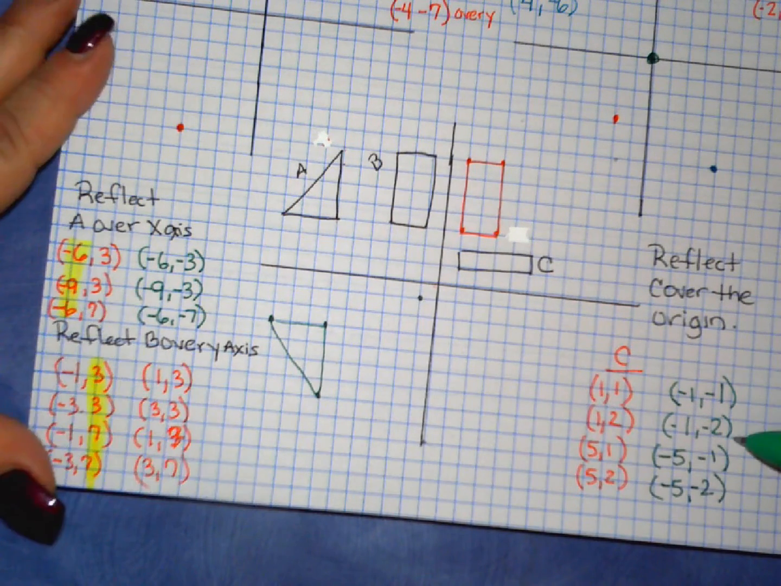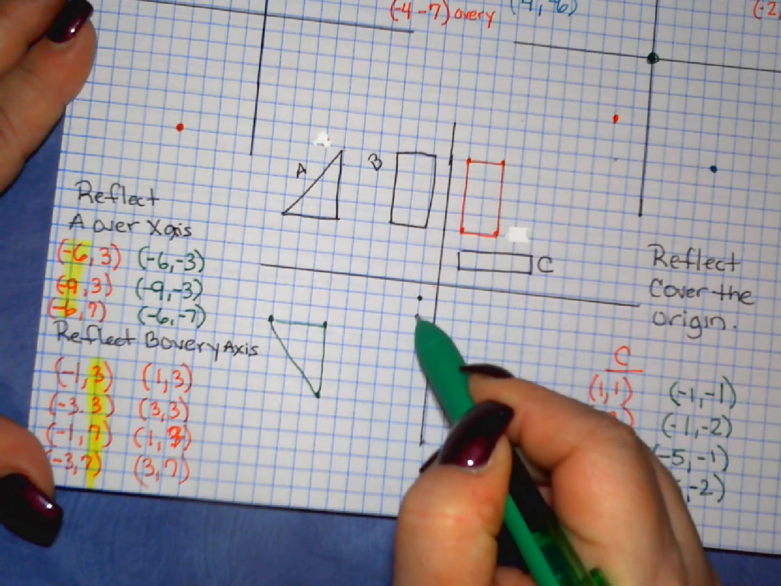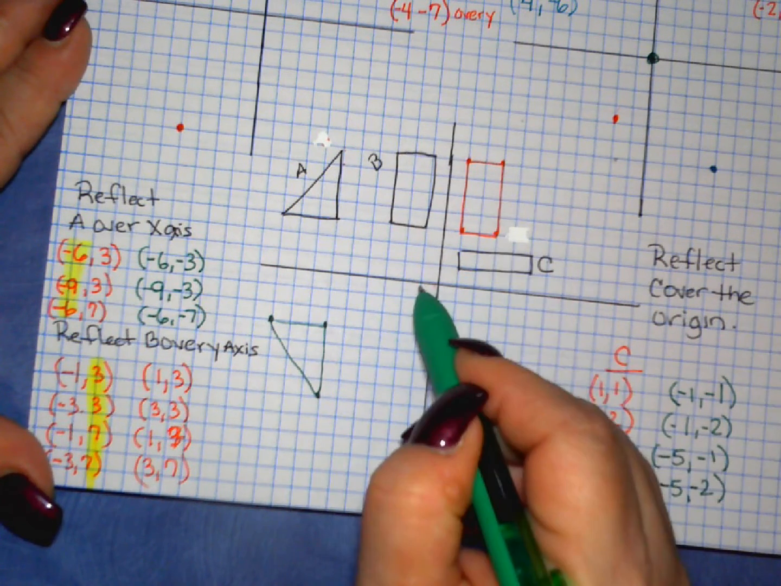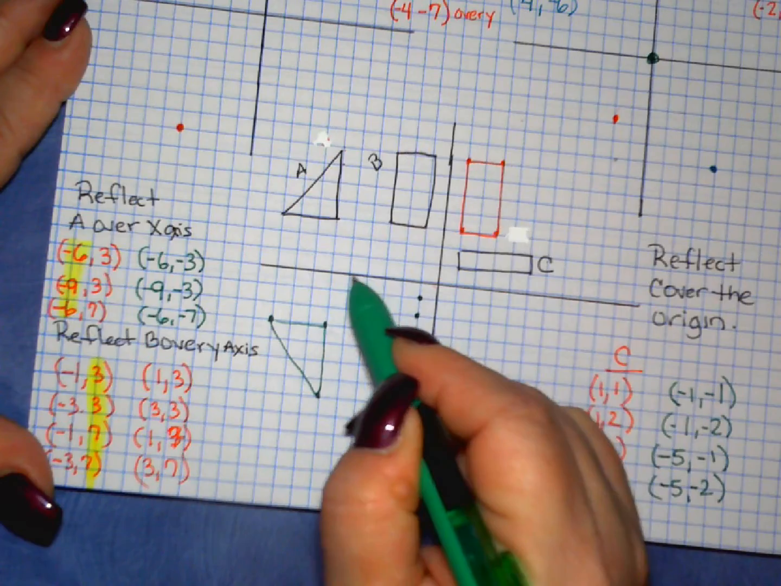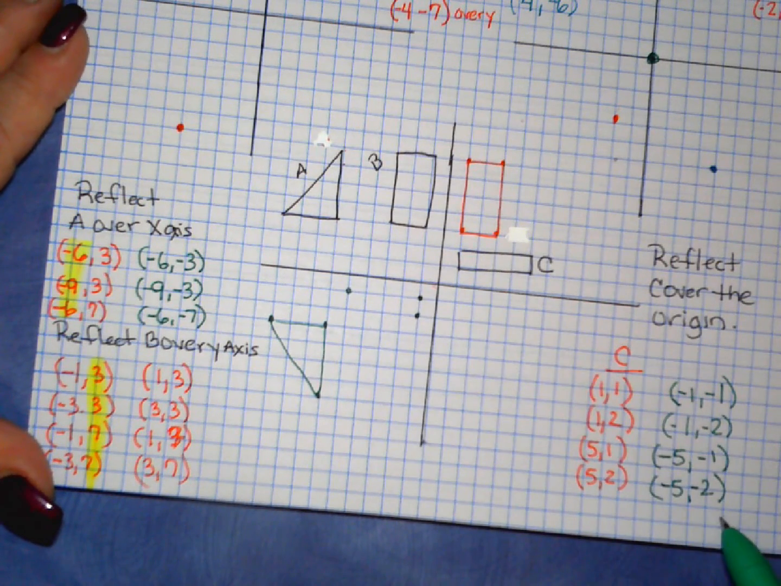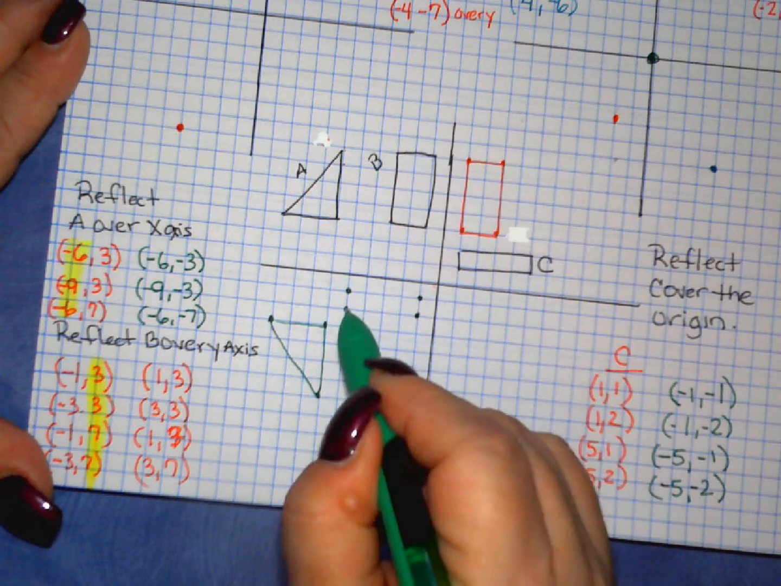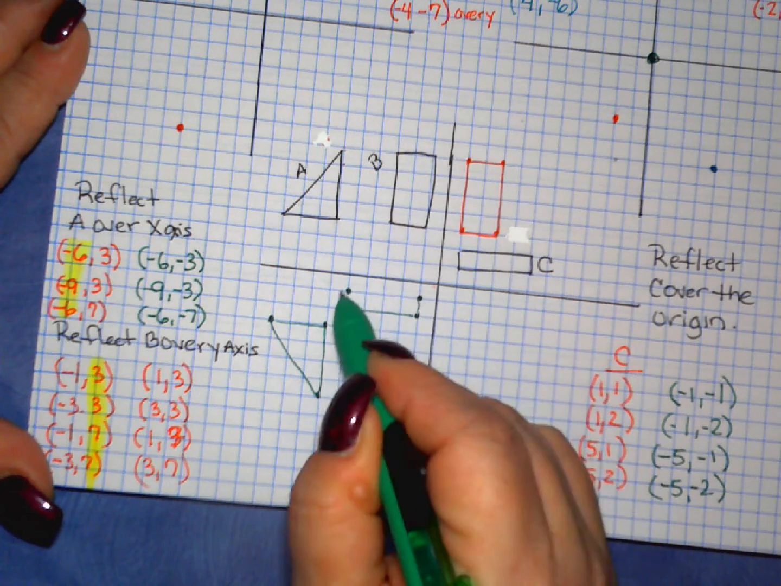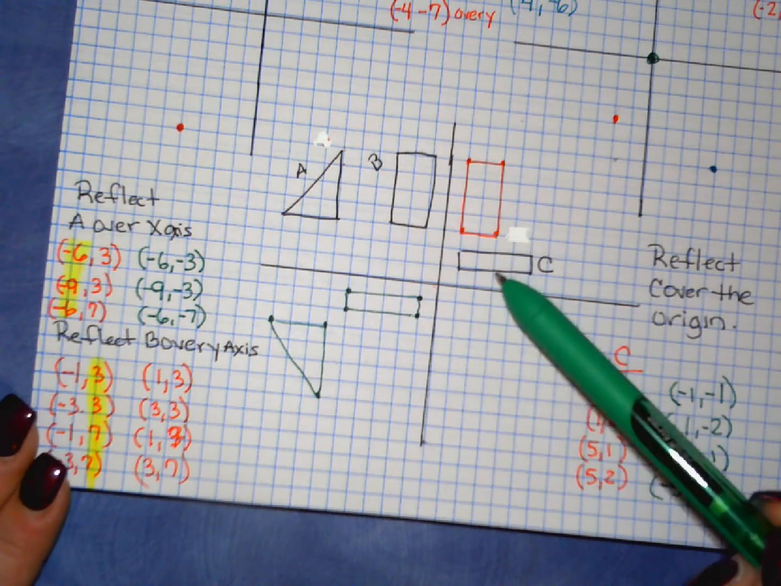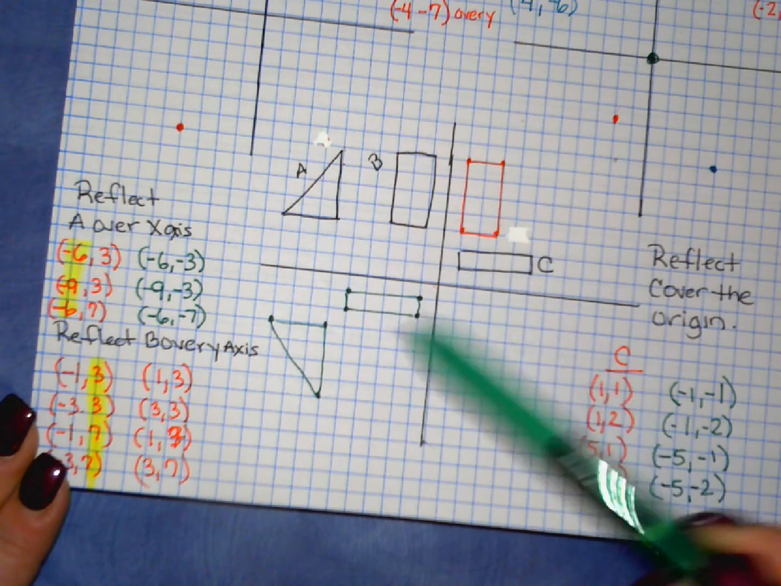Then I'm looking for -1, -2. Then I'm looking for -5, -1. 1, 2, 3, 4, -5, -1. And then -5, -2 goes right there. And then if I draw it, I can see that this is a perfect reflection over the origin. Okay?